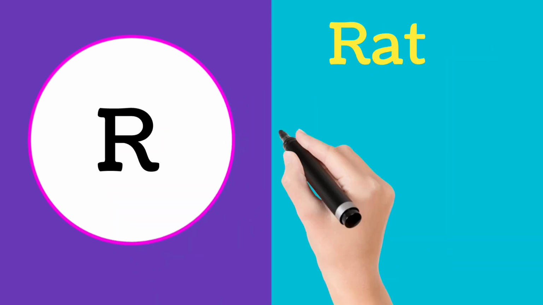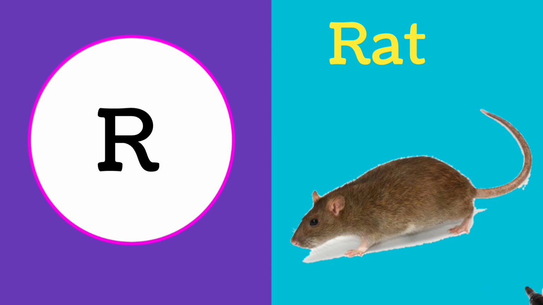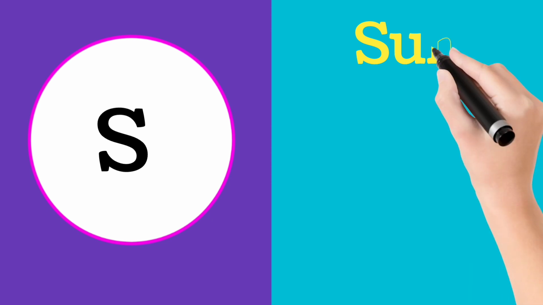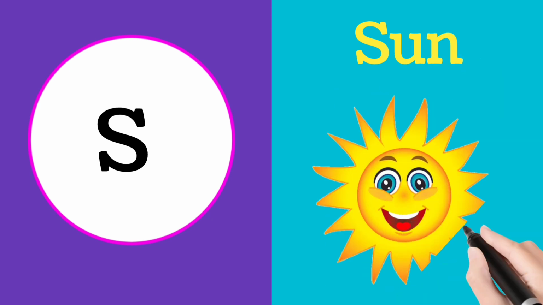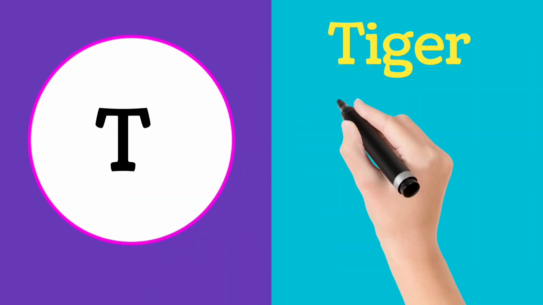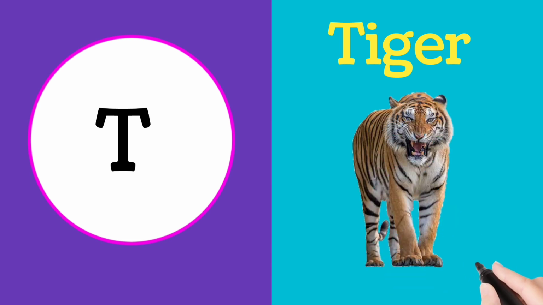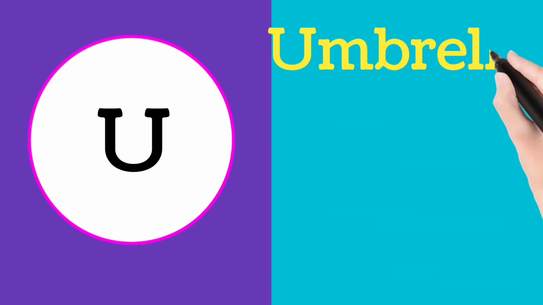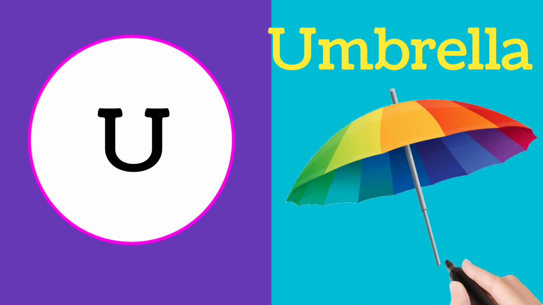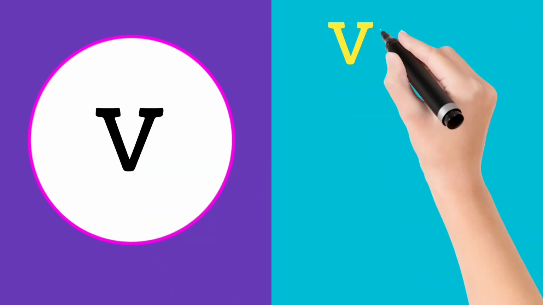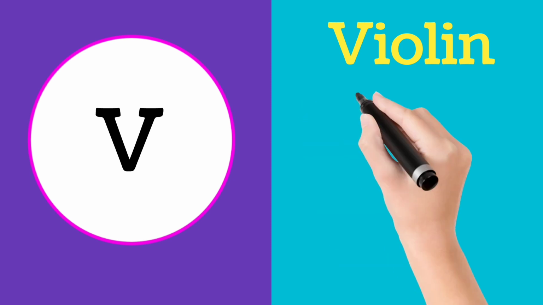R for rat. S for sun. T for tiger. U for umbrella. V for violin.